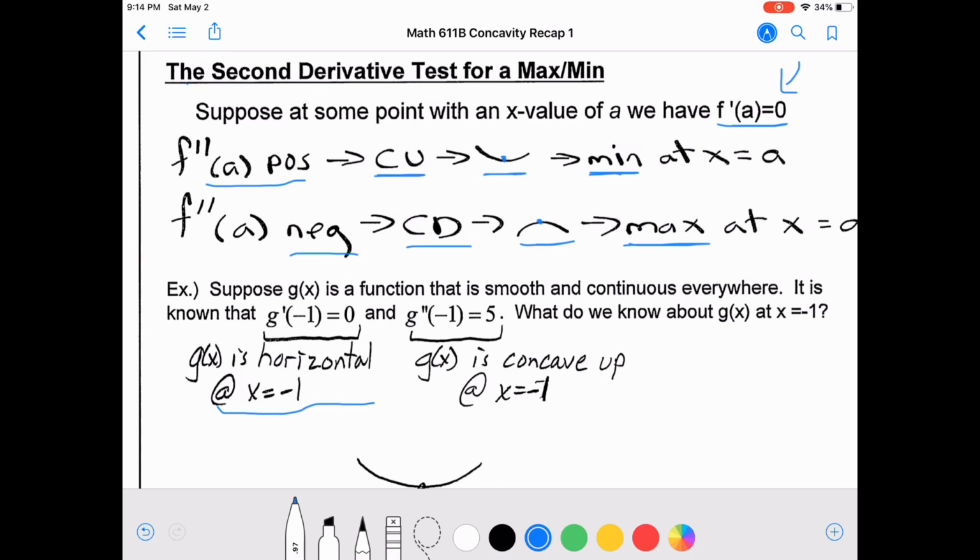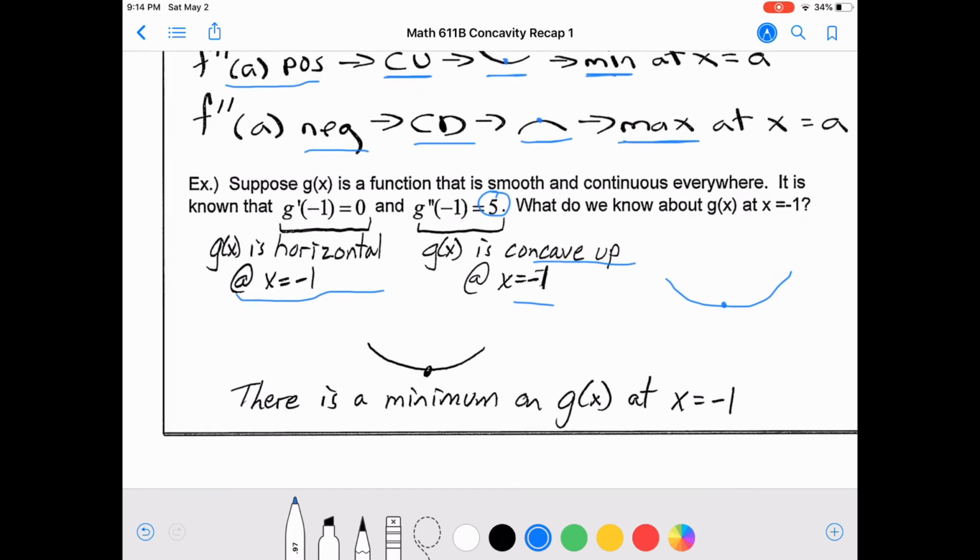We've also been told that g double prime at negative 1 is 5. That's a positive value right here. So g of x must be concave up at this point. If we were to draw that, let's see, it's horizontal and concave up. Must be a point like this, or it's drawn a little better down here. Clearly, we've got a minimum at x equals negative 1.